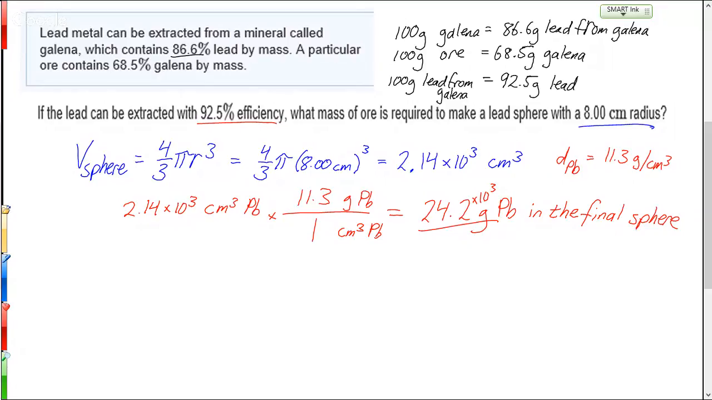So you see what I'm saying there? That 92.5% efficiency means in that last step, for every 100 grams of lead that we get out of the galena, we actually only get 92.5 grams. We don't get the full 100 grams. So now we have 3 conversion factors that should be able to get us from lead in the final sphere, that final lead that we want, to how much ore do we actually need. I'll set up the beginning for you, and then as you're working on your homework, hopefully you can get the rest of it. So we want, at the very end, 24.2 times 10 to the third grams of pure lead.